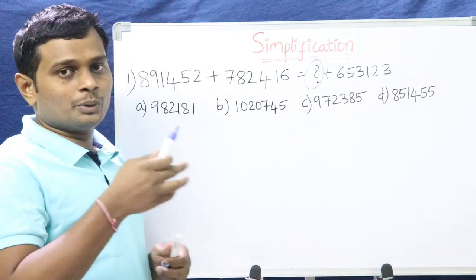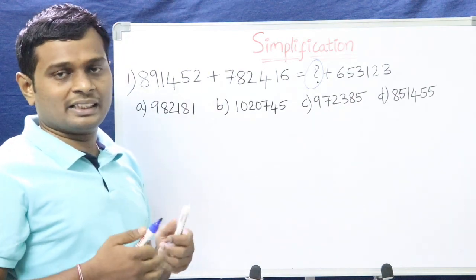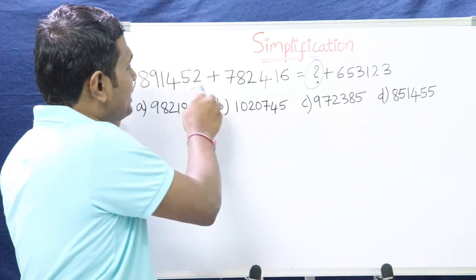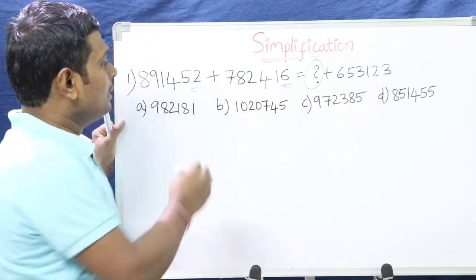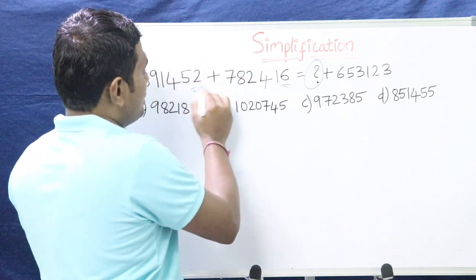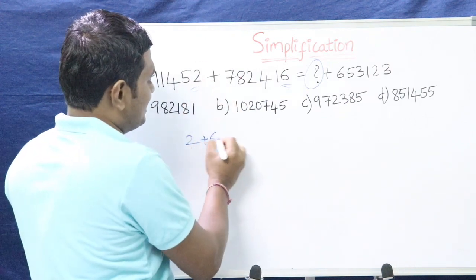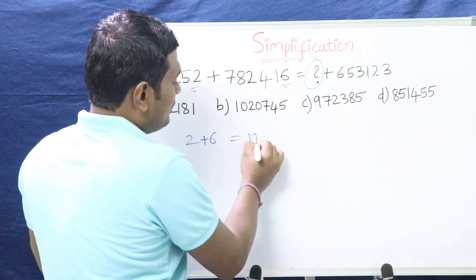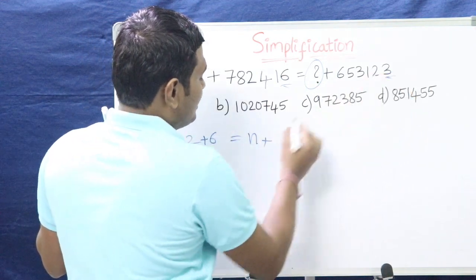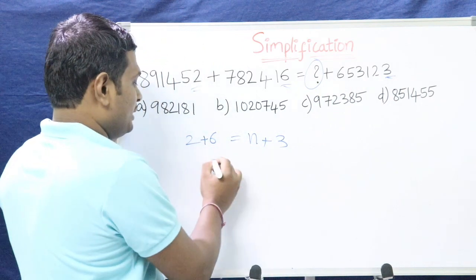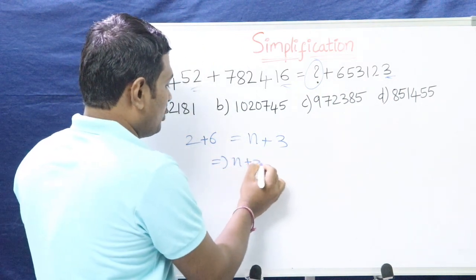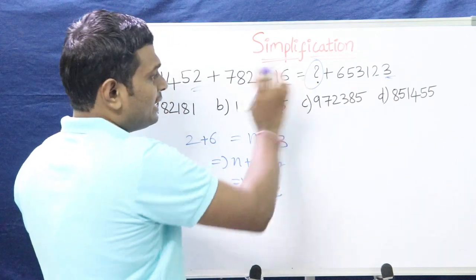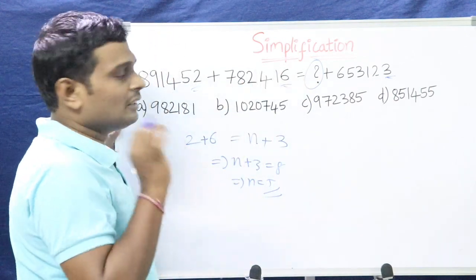I have already told you the steps to solve the problem quickly, right? The first thing we need to do is calculate the possible unit digit. In this sum, what is the unit digit? 2 plus 6. Let's assume the unknown value is n. n plus 3 equals 8, so n equals 5. The missing number should end with 5.